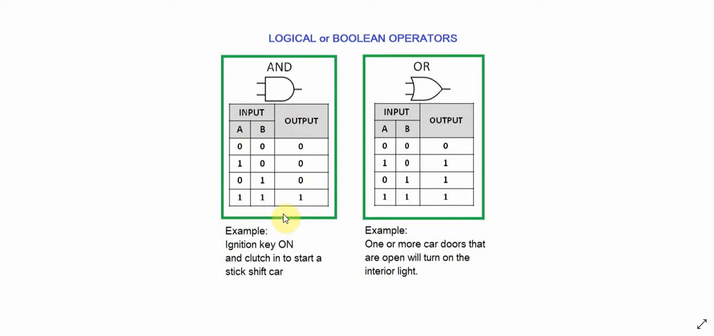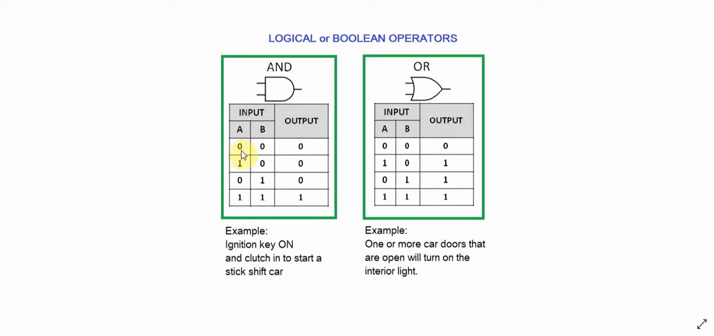Well, a stick shift car. If you've driven one, you know that in order to start a stick shift car, you need to have the ignition key in the on position, and you're going to have the clutch in. So think of this here as the ignition key on, so it has to be on, that's a 1. And if the clutch is in, that's a 1, then the car will start.